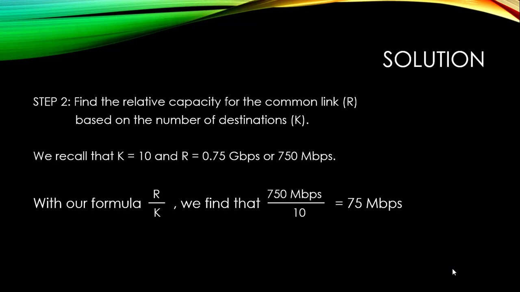So in step 2, we're again trying to find the relative capacity for the common link R based on the number of destinations k. So for this problem, k is 10 and R is 0.75 gigabits per second, or 750 megabits per second, as we calculated in step 1. Again, using our formula, R divided by k, we find that 750 divided by 10 is going to yield us 75 megabits per second.